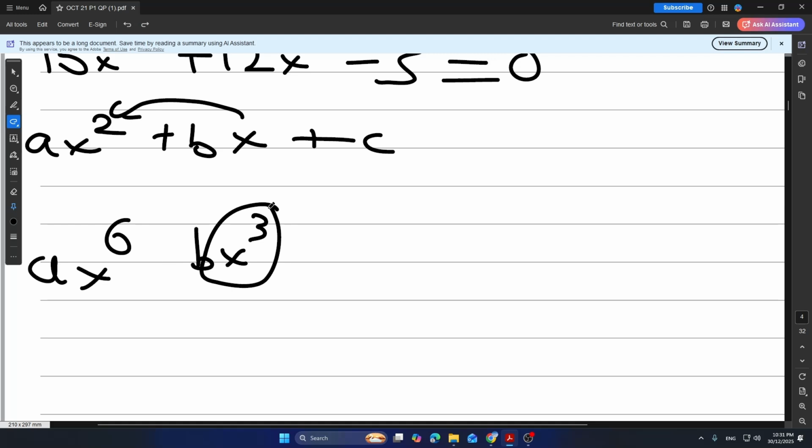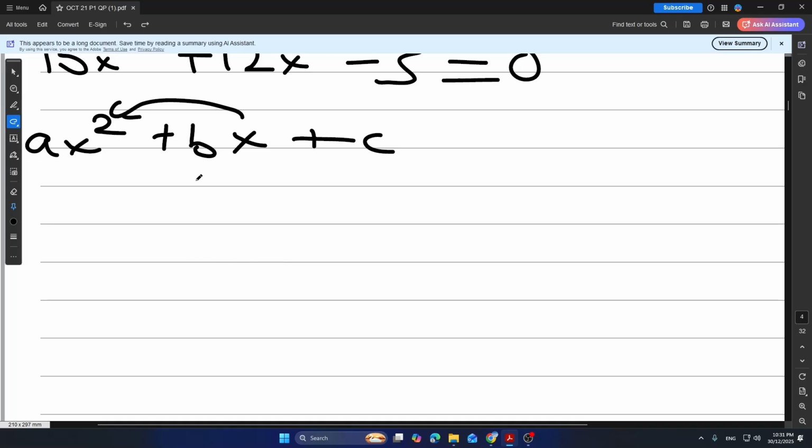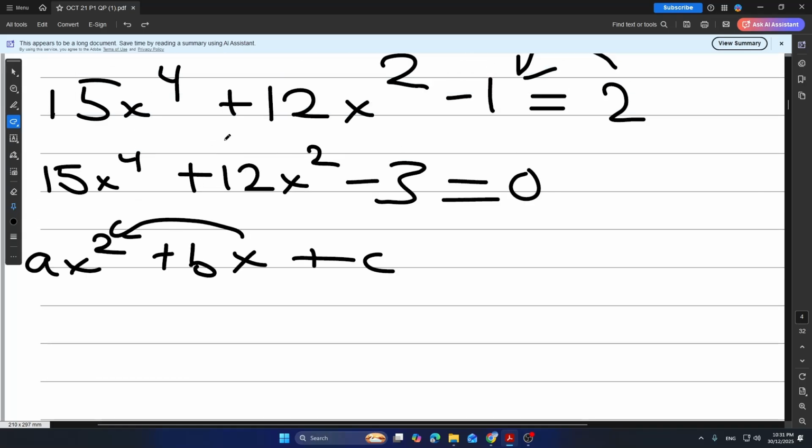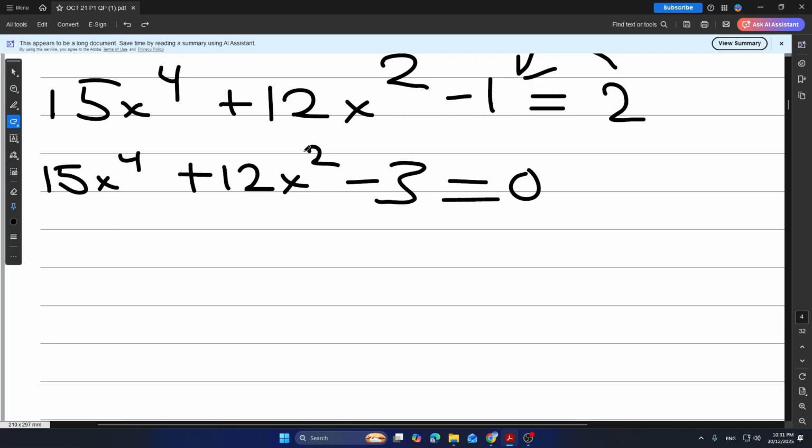So this squared, because x to the power 3 squared is x to the power 6. So that's what makes a quadratic. You can see here, this term x to the power 4 is x to the power 2 squared. That means this is a quadratic equation, so we will factorize it like we are factorizing a quadratic equation.